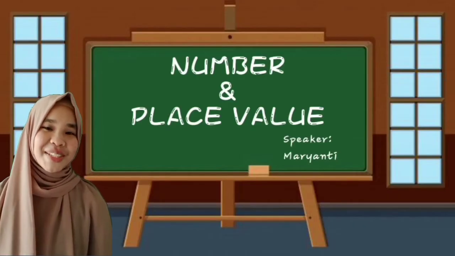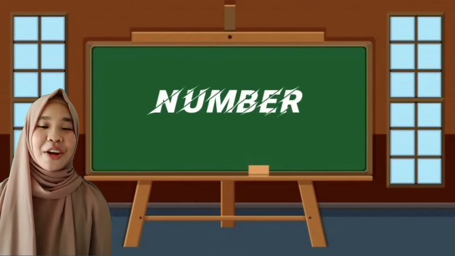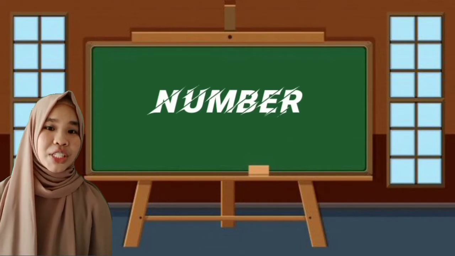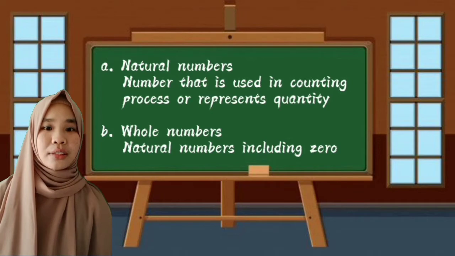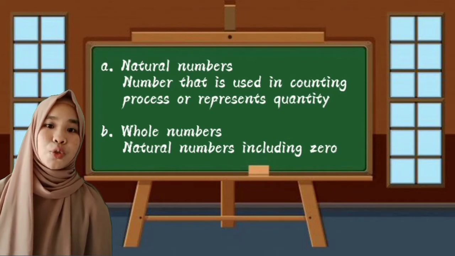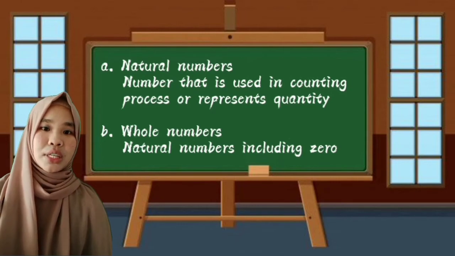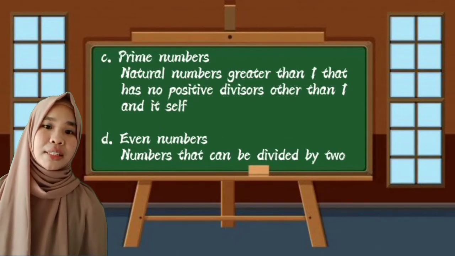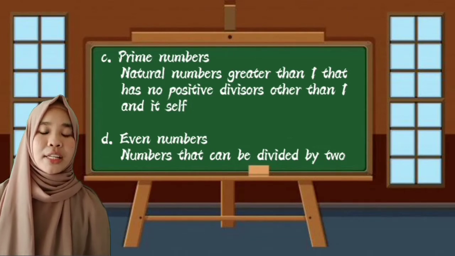Hello, my name is Maryanti. I will explain about number and place value. First, a number. A number can consist of one or more digits. A, natural numbers. Numbers that are used in the counting process or represent quantity. B, whole numbers. Natural numbers including zero. C, prime numbers. Natural numbers greater than one that have no positive divisor other than one and itself.